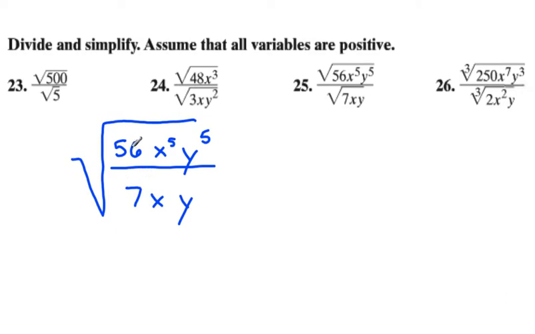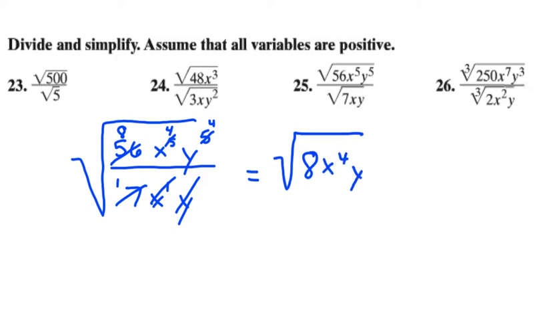Okay, well 7 and 56 have a like factor of 7. So we're going to cancel out that 7, that leaves 1. Cancel out that 7, that leaves 8. When we're dividing powers, we subtract the exponents. So 5 minus 1 is going to give us 4. 5 minus 1 here is also going to give us 4. So now what we have left is the square root of 8x to the fourth, y to the fourth.